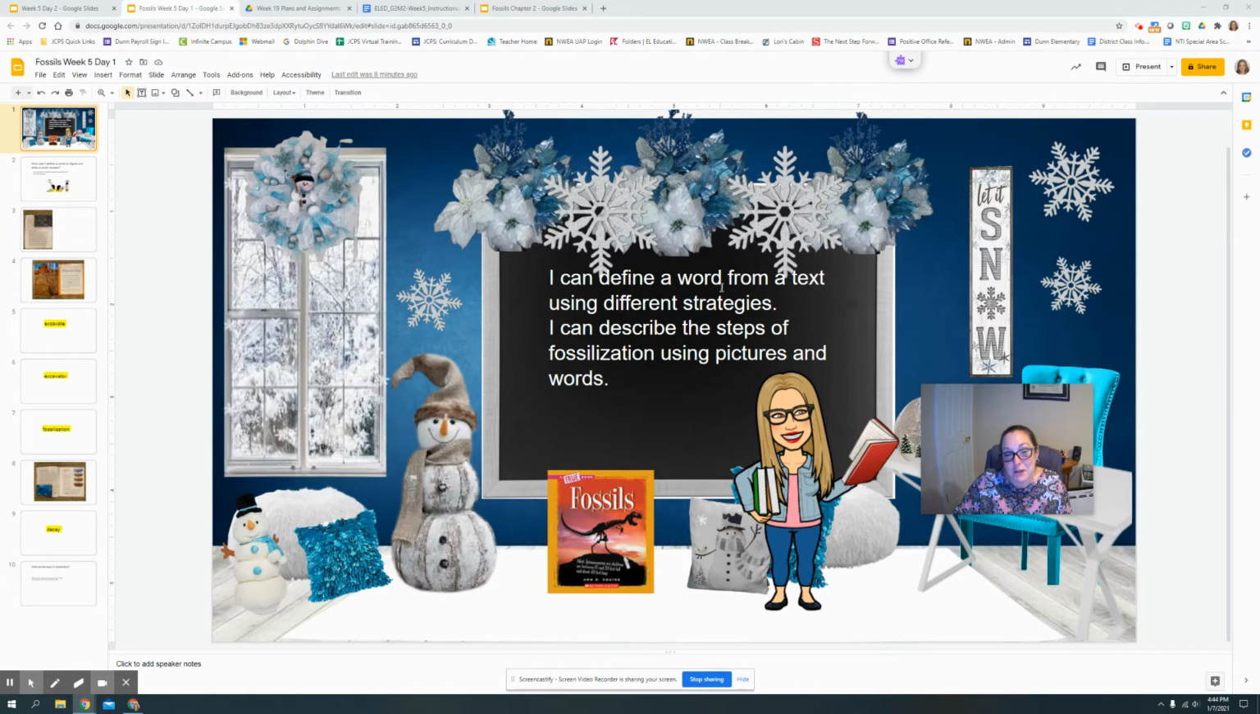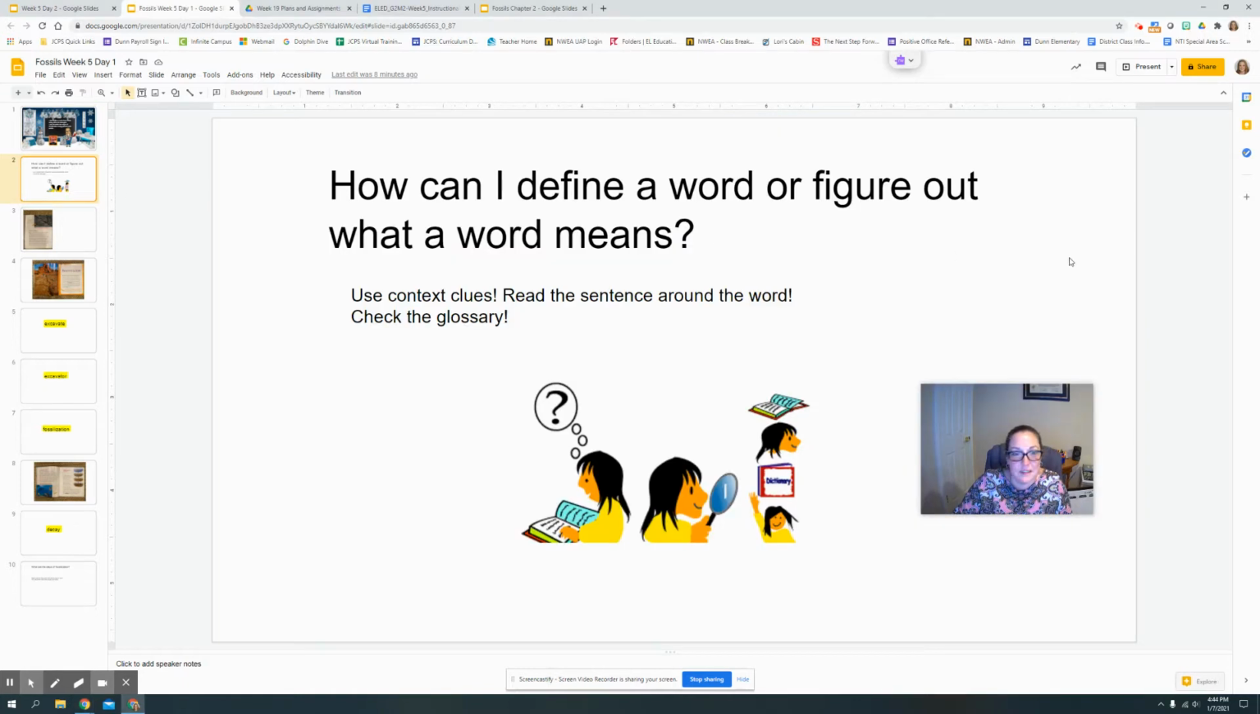The first learning target says define a word from a text. How can I define a word or figure out what a word means if I don't know what the word means? What am I supposed to do? Well, the first thing I want you to do is use the context clues. What's that? The context clues is just the sentence or the sentences around the word. Usually in second grade level books, it tells you in the sentence what the word means, and you don't have to look so far. You don't have to be like these little kids here that are using magnifying glasses and asking people what the word means. You can just find it right there.